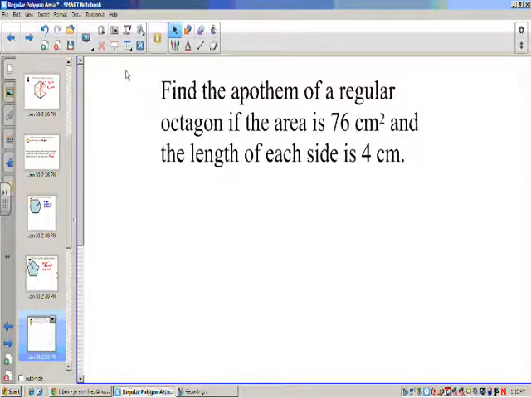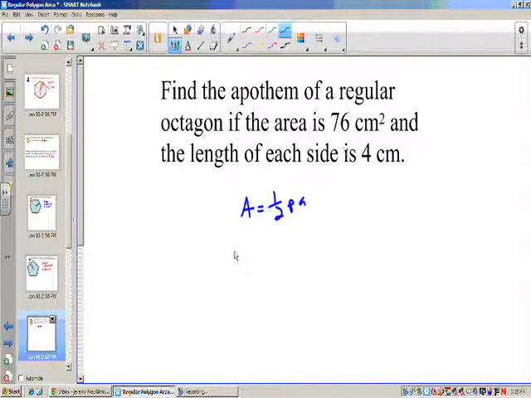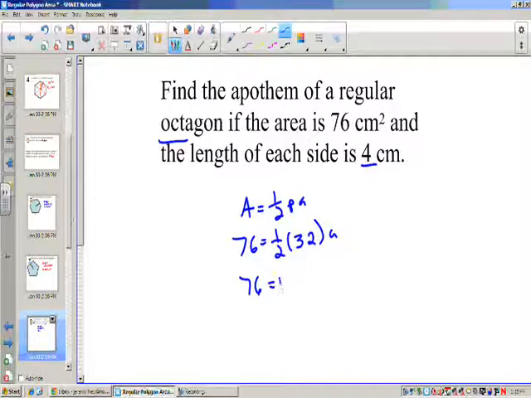All right, let's go into something a little bit more complicated. Let's find the apothem of a regular octagon if the area is 76 centimeters squared and each side length is 4. So the apothem is what we're looking for, and we know the area is 76. For the perimeter, each side length is 4 and it has 8 sides, so 4 times 8 is 32. And now we just have to multiply that by the apothem. Well, half of 32 is 16.